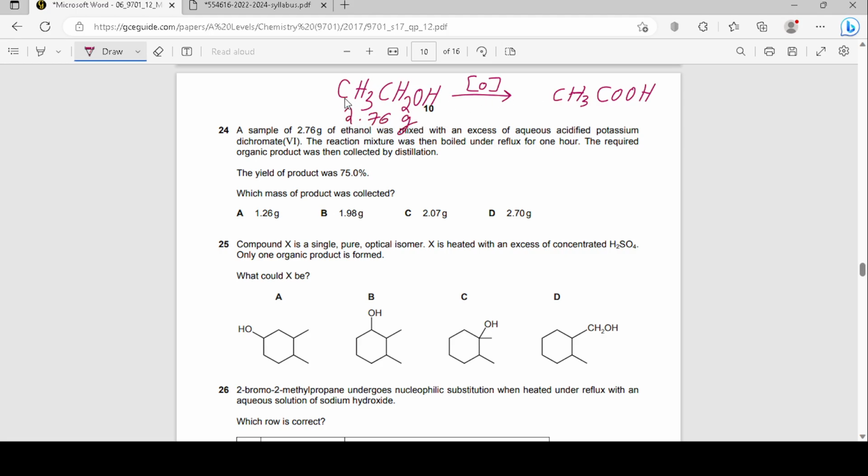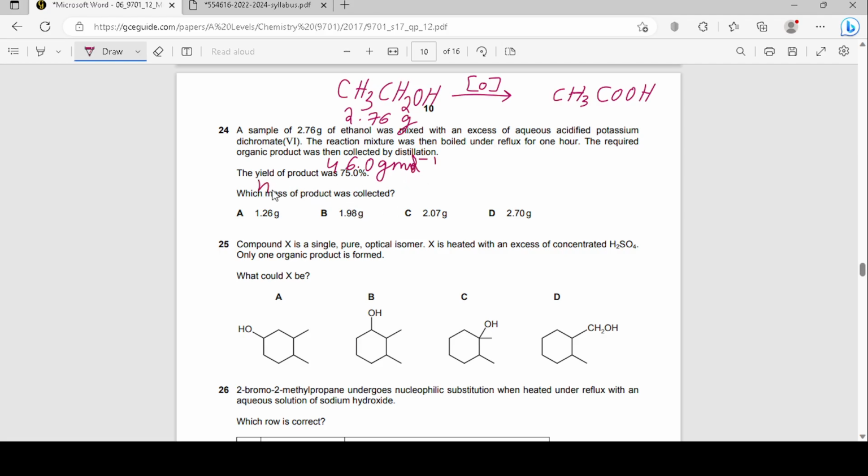Okay, and this is 2.76 grams of ethanol. In its oxidation, the ratio between CH3CH2OH and CH3COOH is 1:1. Now, if I find the molar mass of CH3CH2OH, I have two carbon atoms, that's 12 times 2, plus 6 hydrogen atoms, that's 1 times 6, and one oxygen atom, so plus 16. So you get the molar mass as 46.0 grams per mole.